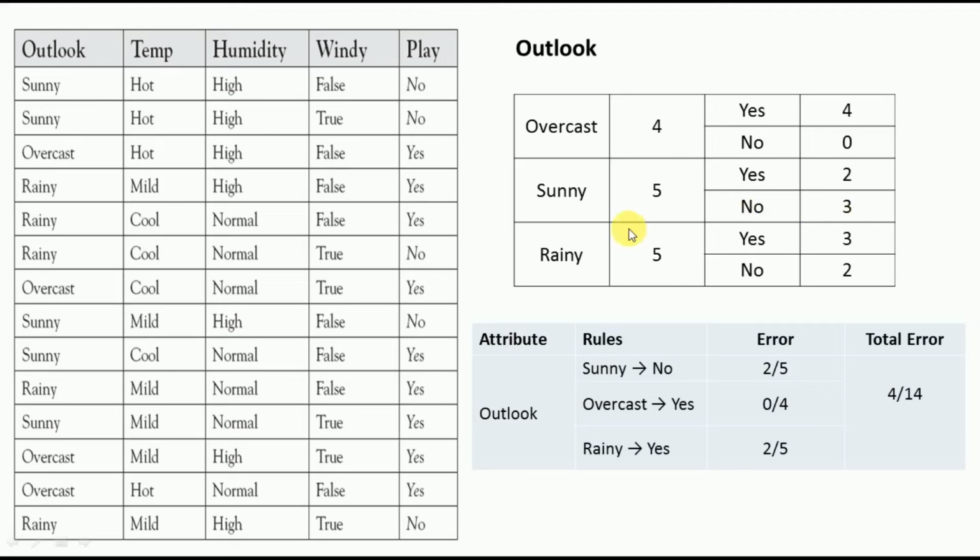Now how to make a rule? If I say something like sunny is equivalent to yes, how many correct decisions will I get? 2 correct decisions. And how many incorrect decisions?